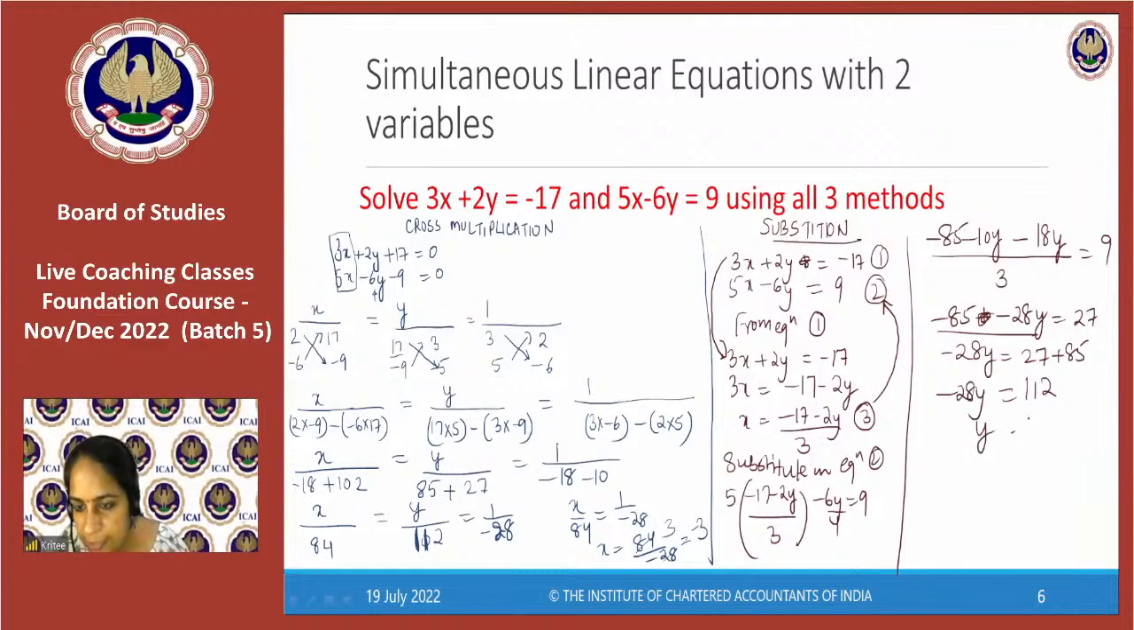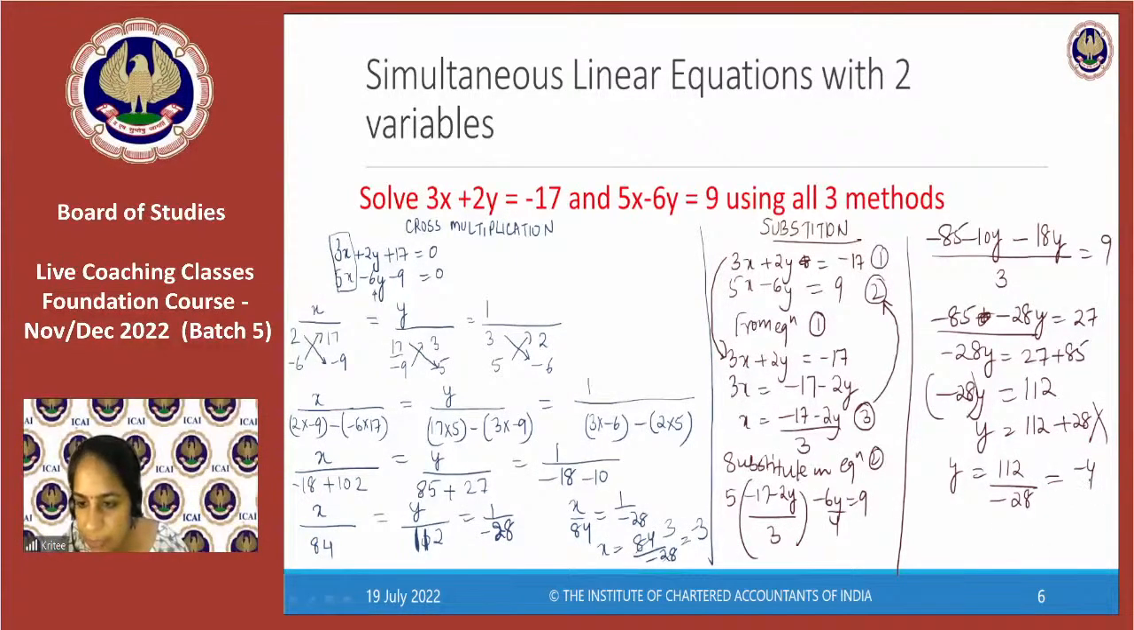Hence, y's value is 112 plus 28. No, it's wrong. It's not plus 28. Some people do this. It's minus here. No. Minus 28 is being multiplied with y. So y is equal to 112 by minus 28. Your answer is minus 4.